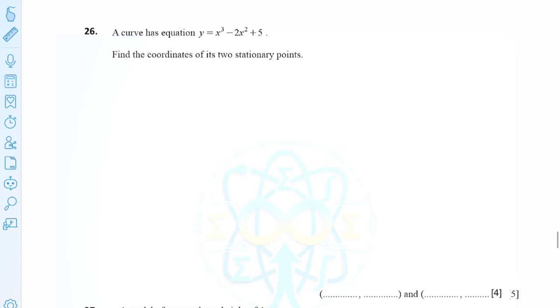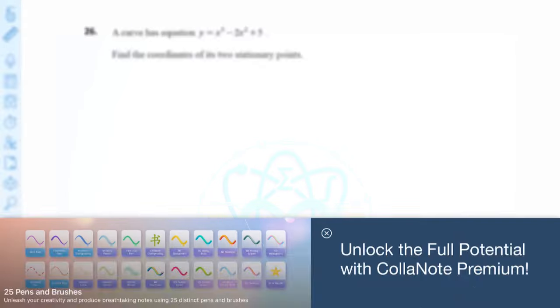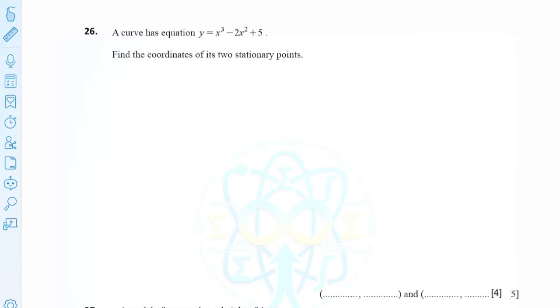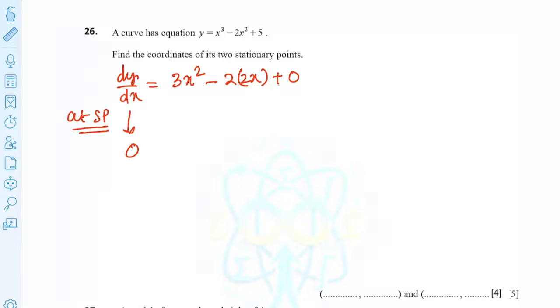Okay, next question, number 26. A curve has an equation, y equals this, find the stationary points. Easy. First find dy over dx and make it equal to 0. The differentiation of x cubed is 3x squared, and of 2x squared is 4x, and the constant is 0, right? So at a stationary point dy over dx equals 0, so it will be 3x squared minus 4x. Are you getting it? So we can find the factors. If I take x common, I get x(3x minus 4) equals 0.